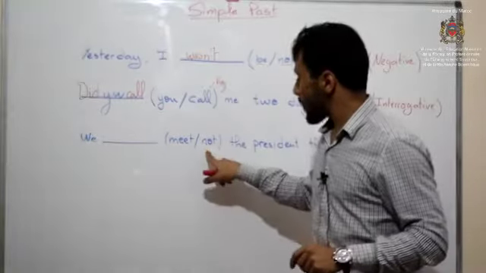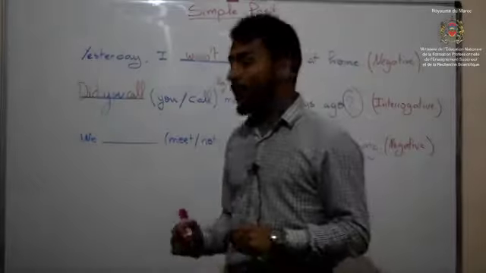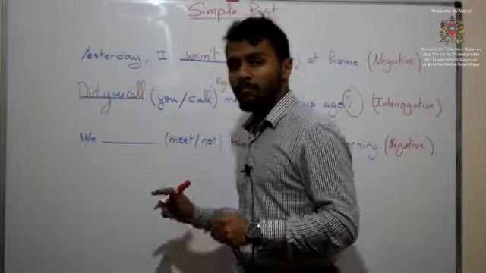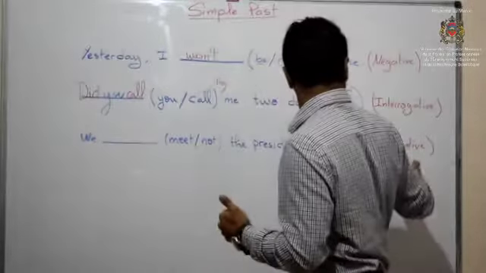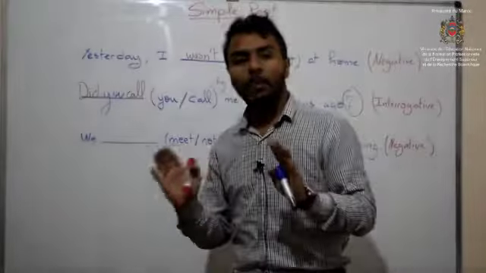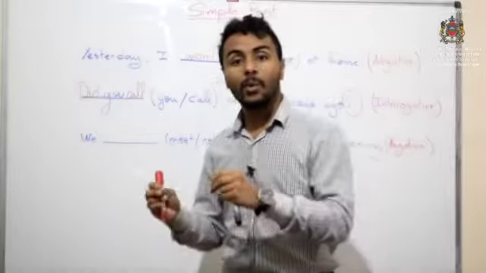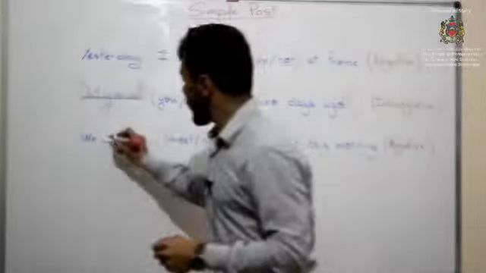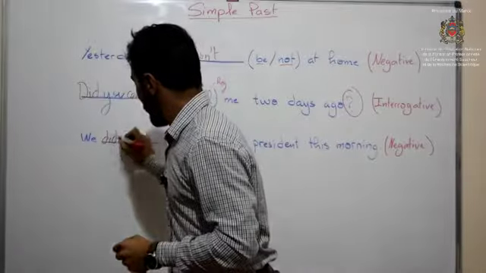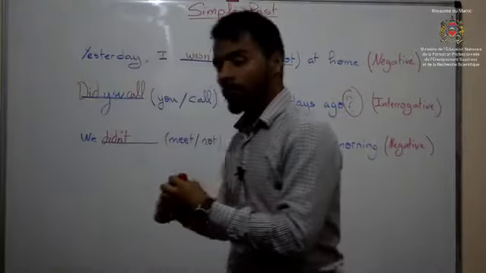Well, next one is a negative sentence with an irregular verb, but if it's negative or interrogative, it doesn't matter anymore because we're going to use didn't or did. So we didn't meet.